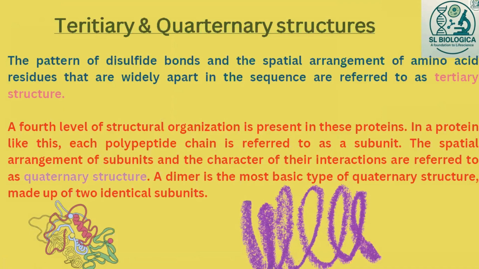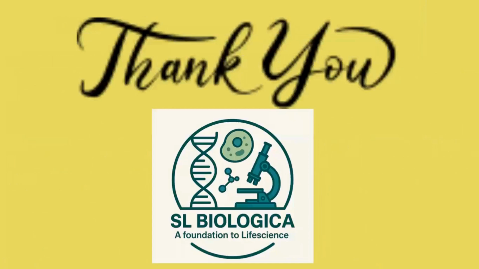Then there comes the fourth level of structural organization, that is quaternary structure. In quaternary structure, each polypeptide exists in the form of a subunit. The spatial arrangement of subunits and the character of their interactions are referred to as quaternary structure. Here you can see a dimer. The dimer is the most basic type of quaternary structure. It is made up of two identical subunits. So quaternary structure is made up of subunits. A dimer is an example of a quaternary structure. This is all about amino acid and protein structure forms.